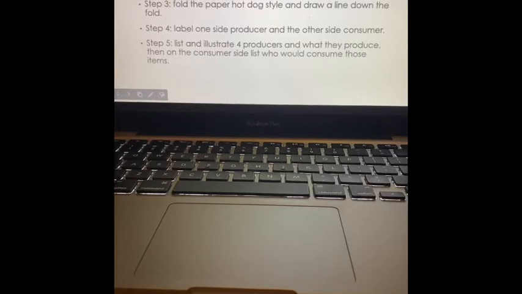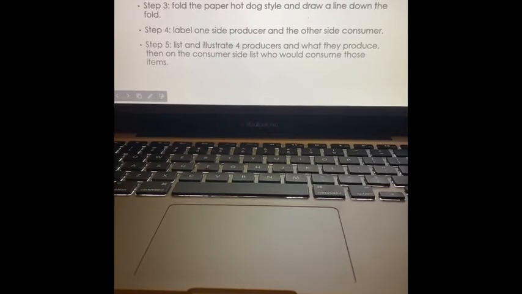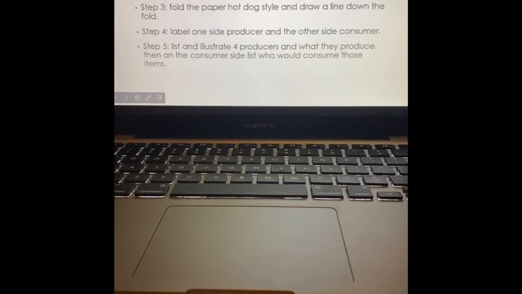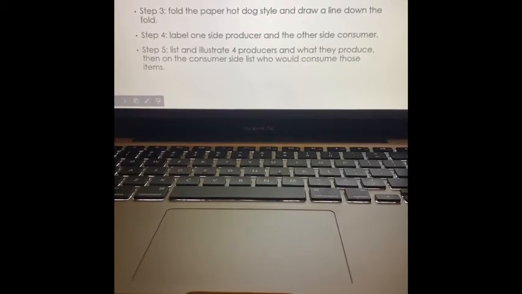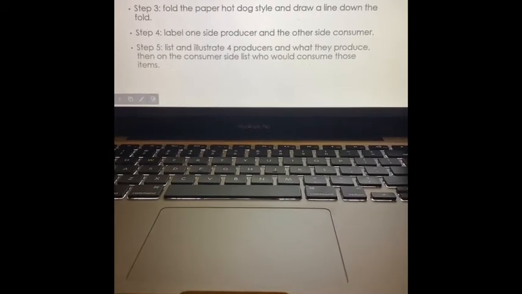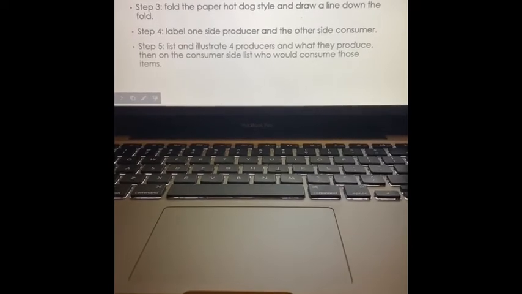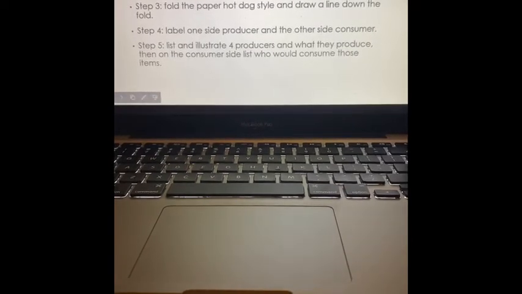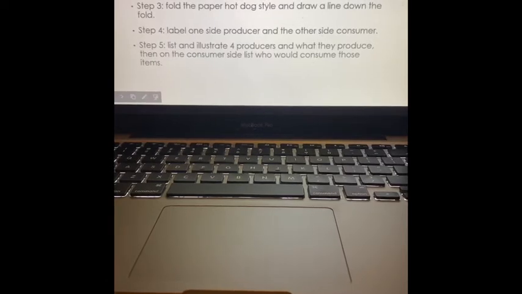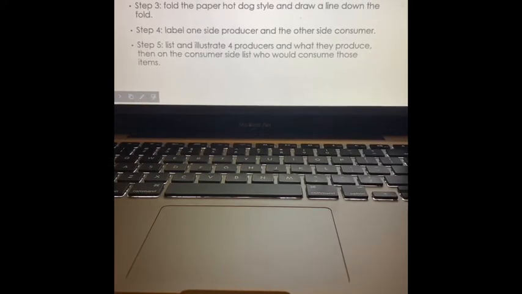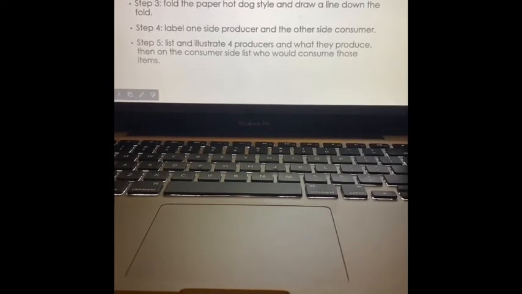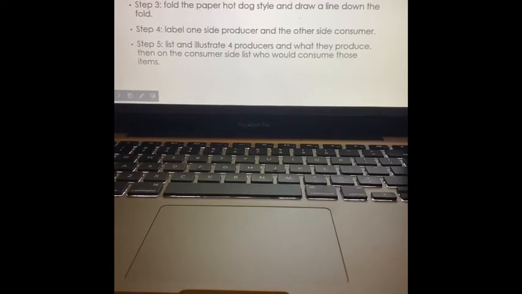So step 3 is fold the paper hot dog style and draw a line down the fold. And the reason I do this is because it's separating and it's giving a definite line between producers and consumers. And then step 4 is label one side producer and the other side consumer.